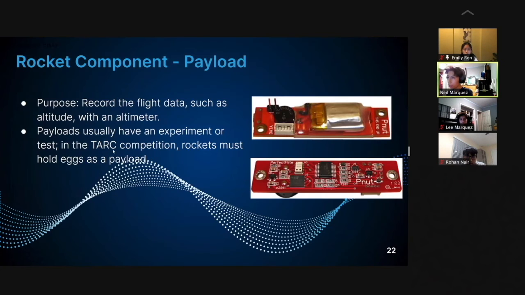Our payload has 2 eggs and an altimeter so we can record flight data. Otherwise, we would not know how high the rocket went.